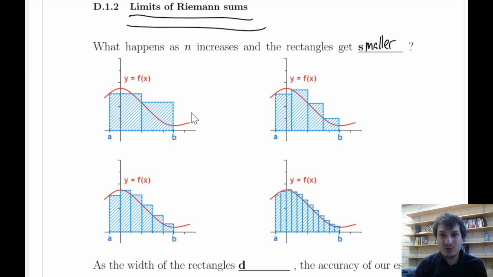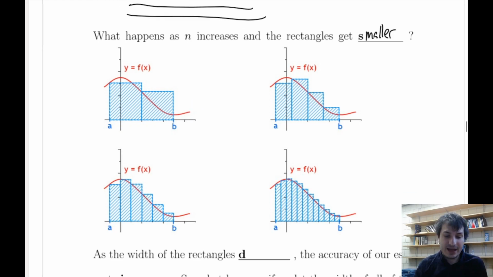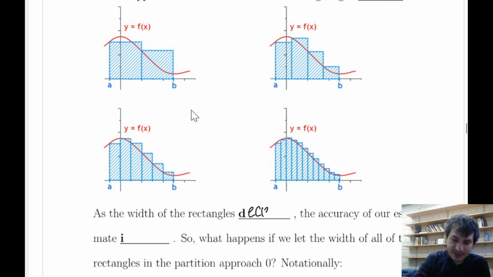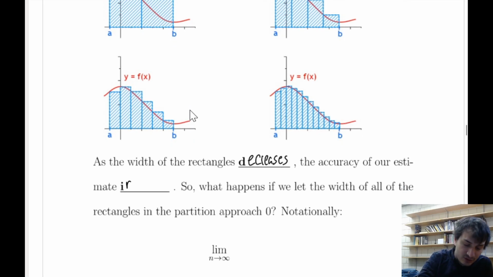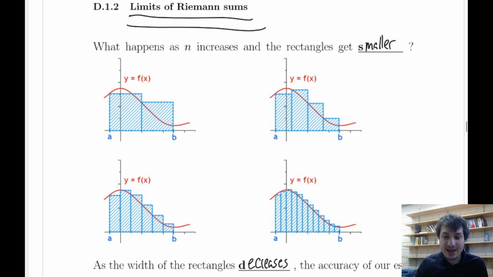Here is a nice visualization with pictures of what was in that video from the beginning. The thinner you make the rectangles, the closer the estimate is. As the width of the rectangle decreases and you use more and more rectangles, the accuracy of our estimate increases. So what happens if we let the width of all the rectangles in the partition approach 0? It doesn't make sense to say let the rectangles have 0 width. Rectangles of 0 width make no sense. They have area 0. But you can do a limit.